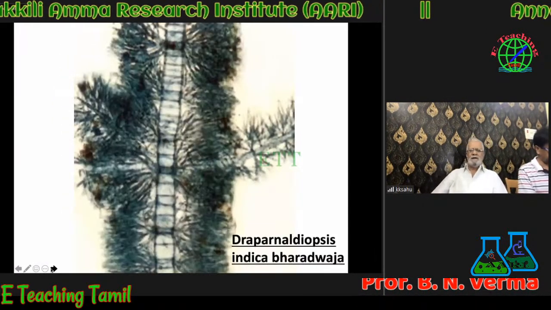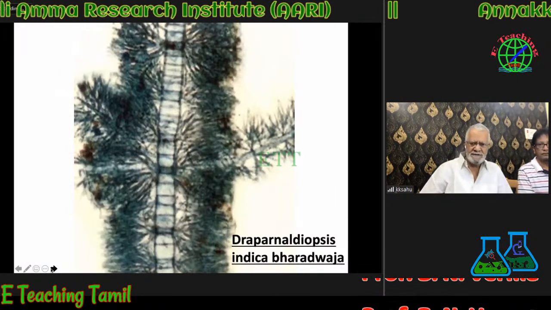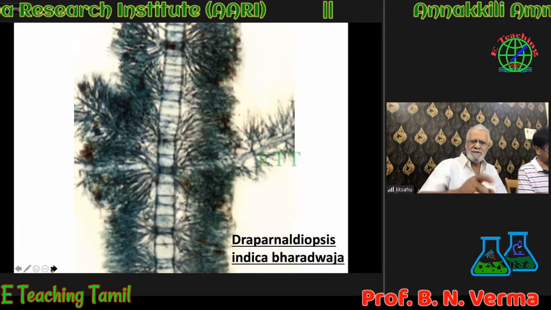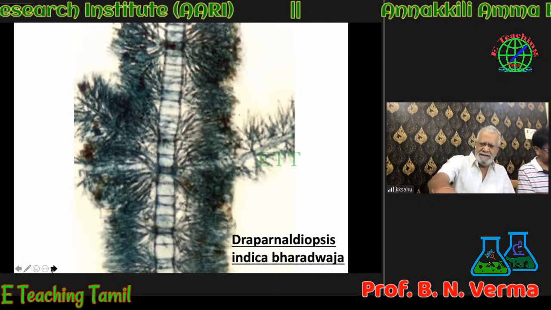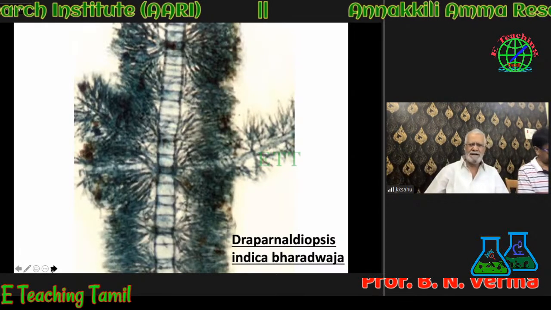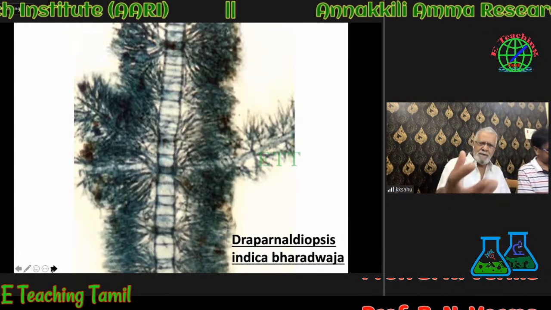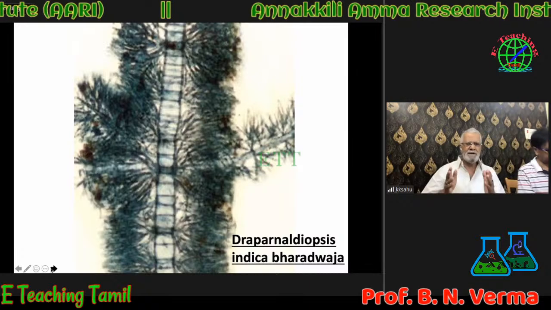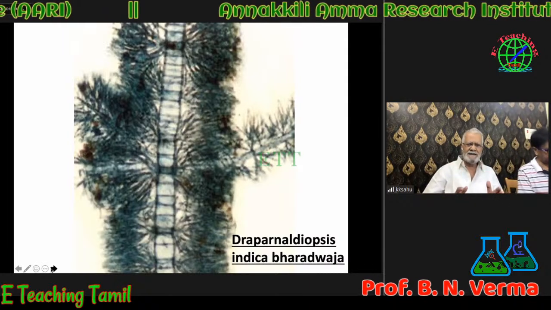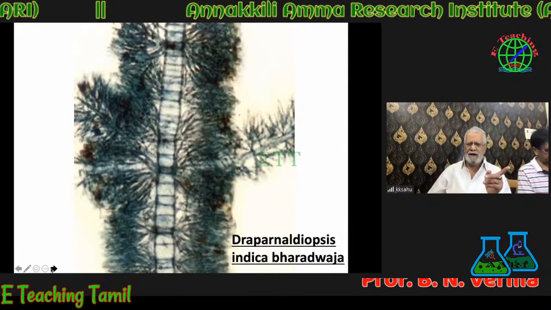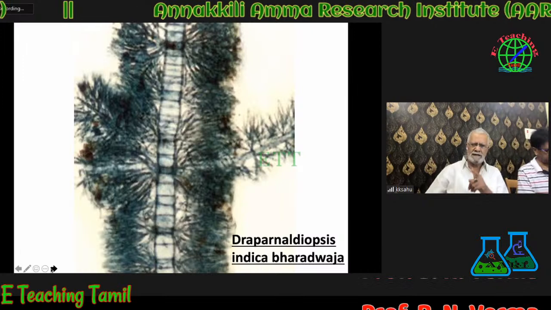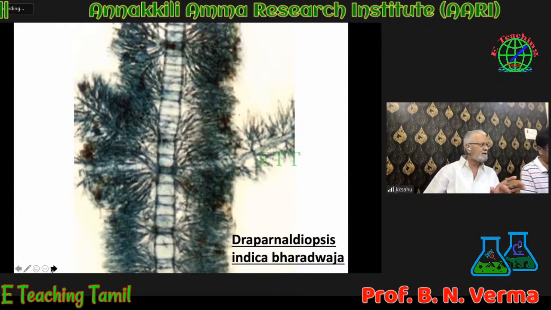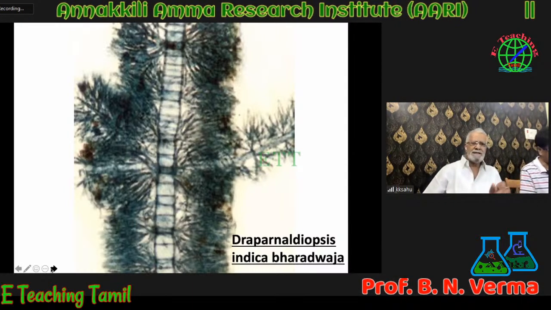Just see, Desikachari advocated its derivation from the Chaetophorales on the basis of similarity. Here it is laterally showing branches of limited growth, a clump of heavily branched thallus of Draparnaldiopsis, resembling very much the habit of Chara and Nitella, and that's why its phylogenetic relationship is shown with the Chaetophorales and with the Charophytes. So this is just the morphological appearance that resembles very much.